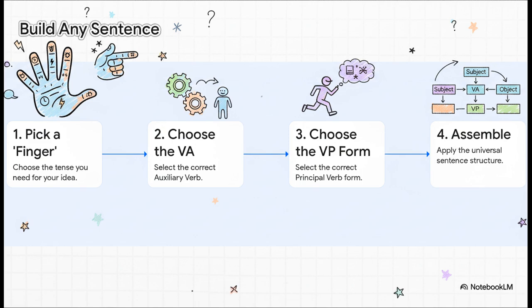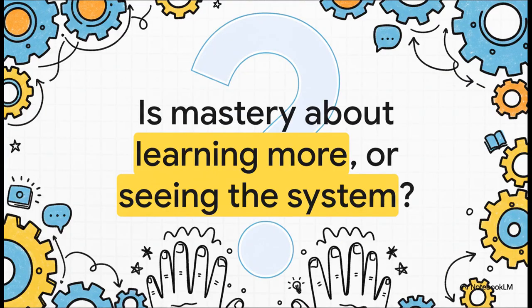1. Decide which finger you need. What's the tense? 2. Pick the right auxiliary verb for that finger. 3. Choose the right form for your principal verb. And 4. Just assemble the pieces using that universal structure. That's it. So let's end with this thought.